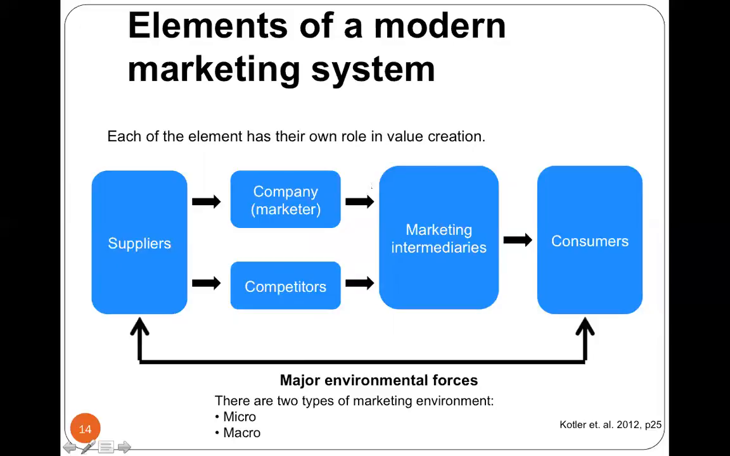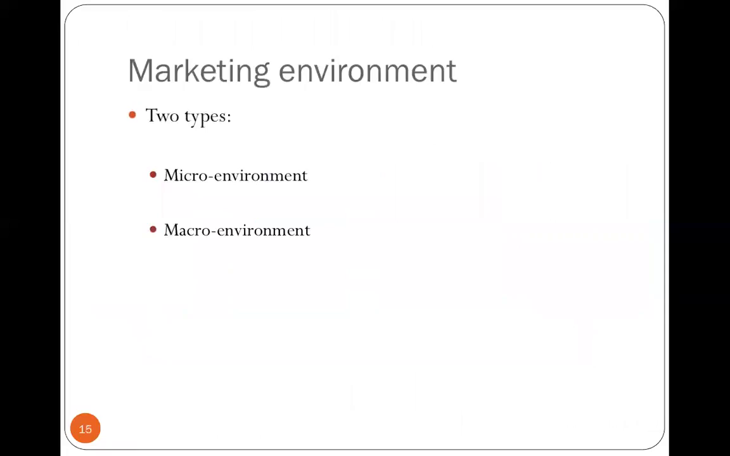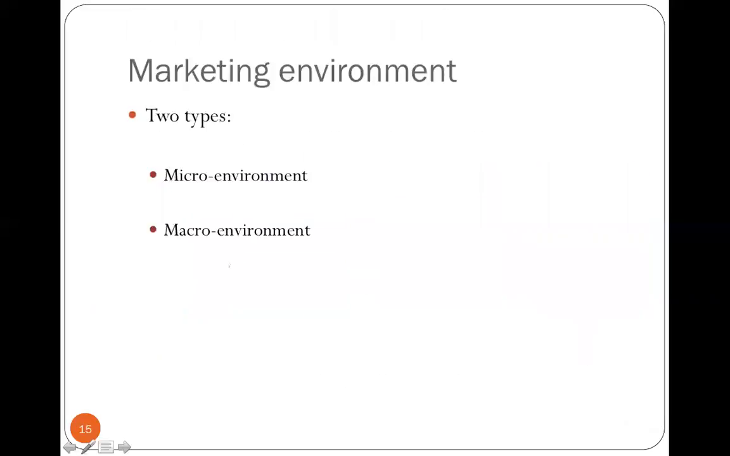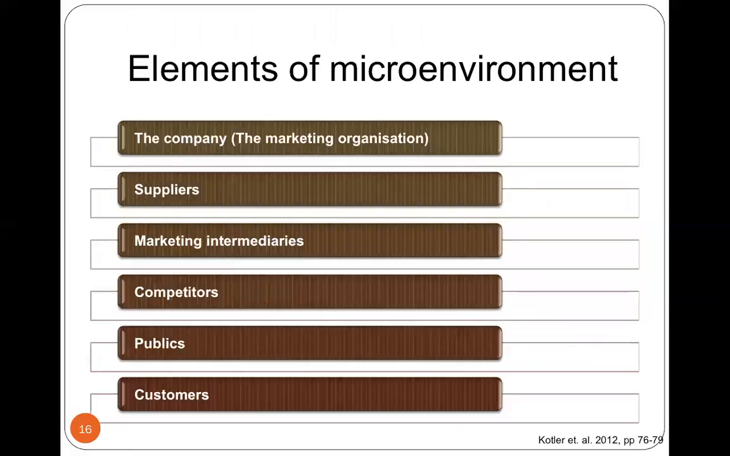Now, this is basically the main point that we need to look at in your assessment one. Your assessment one is basically about understanding this. Let's have a look at it. First of all, market environment: there are two types, micro and macro, right? The actors at the top here are the micro environment actors, and on top of that we have the major environmental forces, which are the macro environmental forces. Now let's have a look at them one by one.